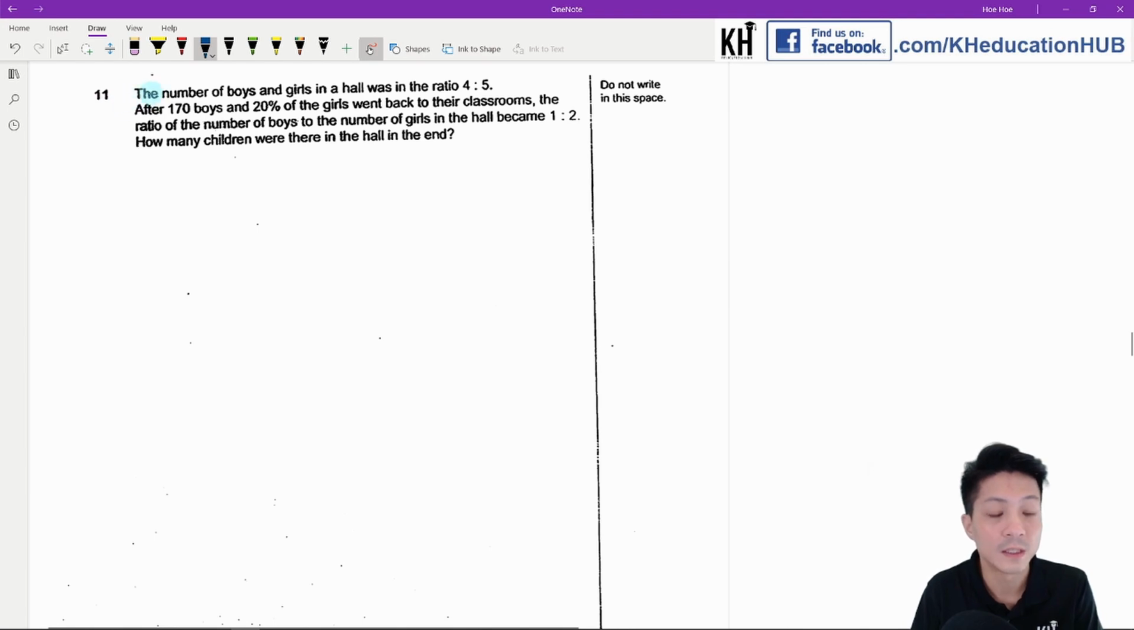Question 11. The number of boys and girls in the hall was in the ratio of 4:5. After 170 boys and 20% of the girls went back to their classrooms, the ratio of the number of boys to the number of girls in the hall became 1:2. How many children were there in the hall at first?